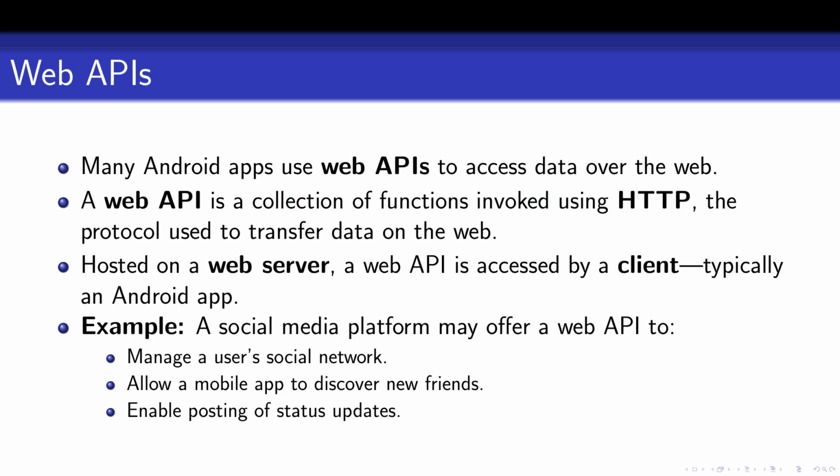Web APIs are a foundational part of many modern apps. They allow an Android app to access and retrieve data hosted elsewhere using HTTP. A typical API is hosted on a server and can be accessed by the app through specific endpoints. For example, a social media app may use an API to manage your connections, help you find friends, or post updates. APIs make it possible to deliver live, up-to-date information without bundling it in the app.